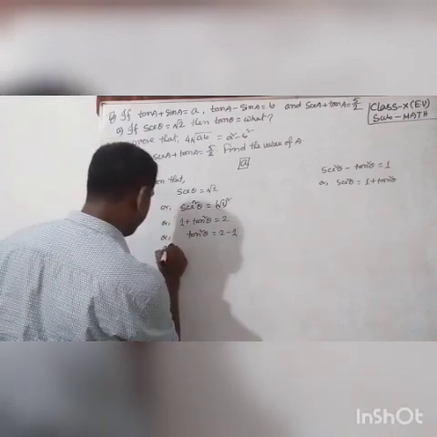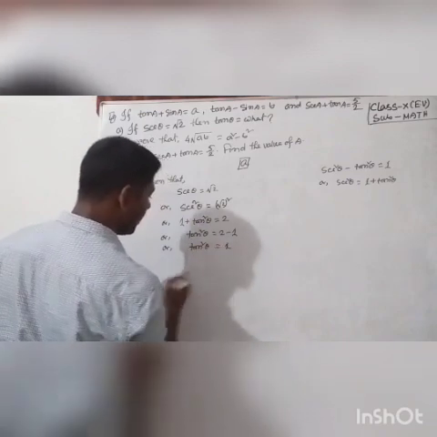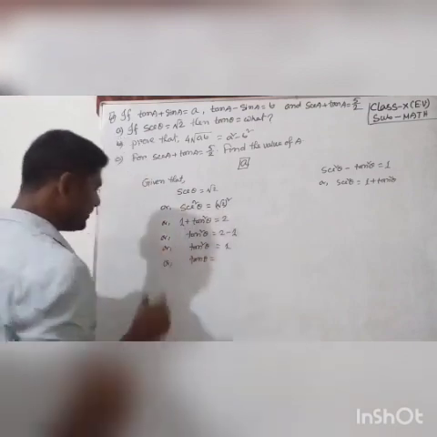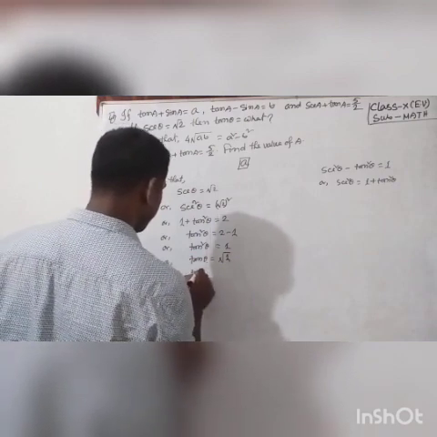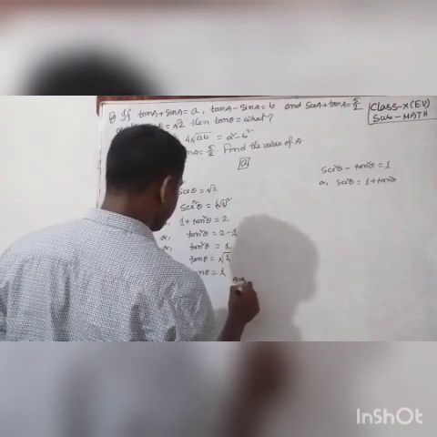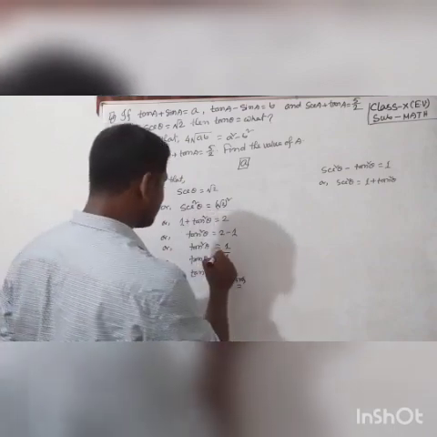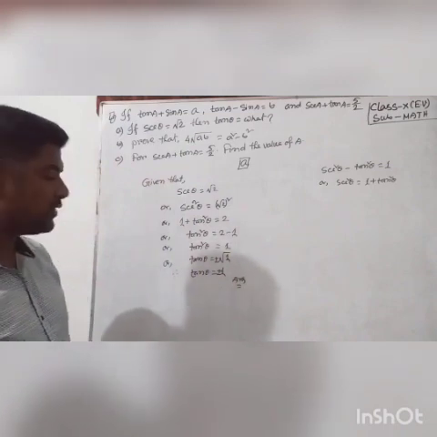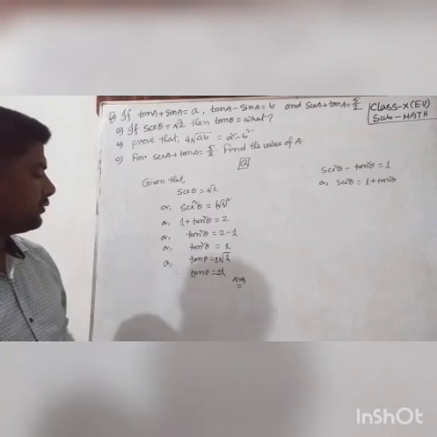Or tan square theta equals 1, or tan theta equals root over 1, or tan theta equals 1. Now we can write tan theta equals plus minus root over 1. This is the answer. I hope everybody understands.